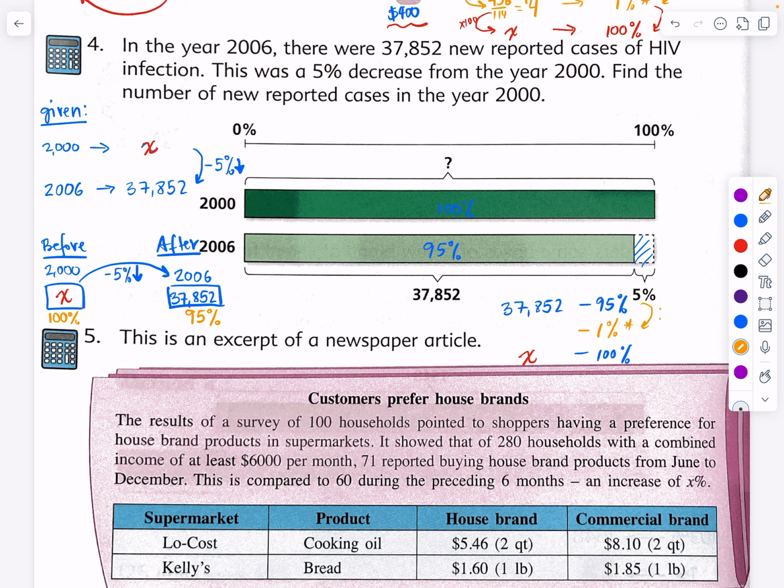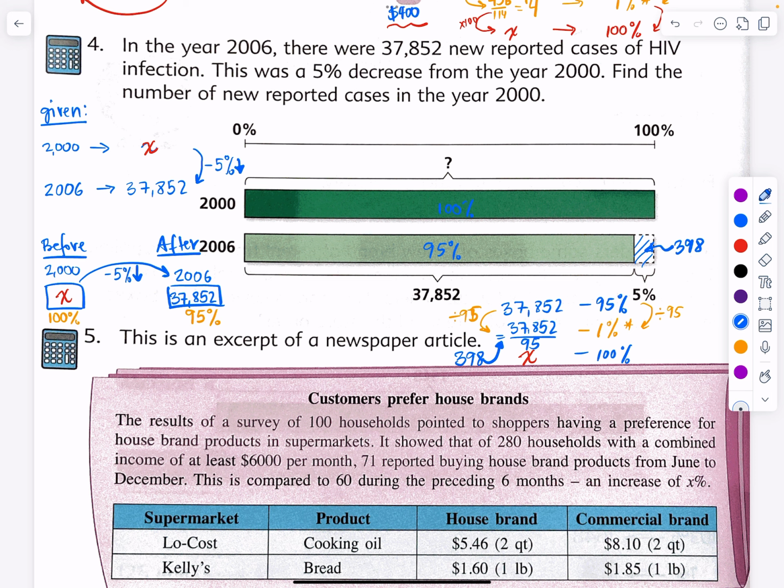In order to find 1%, we need to divide by 95. What we do to the right, we must do to the left. 95%. So 37,852 divided by 95, and that 1% is the same as 398 cases. Let me write it here. 398 cases. That was the difference.